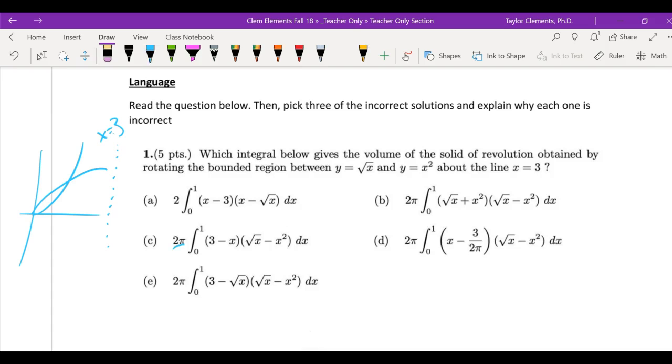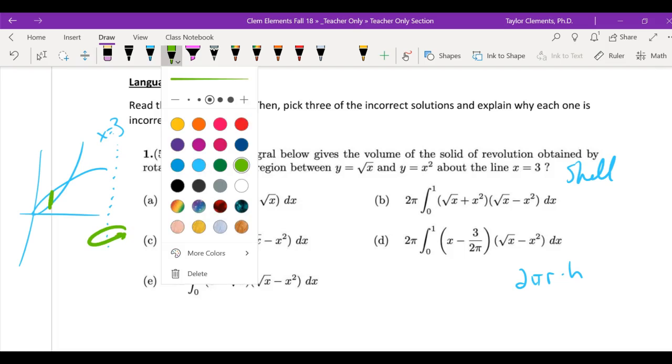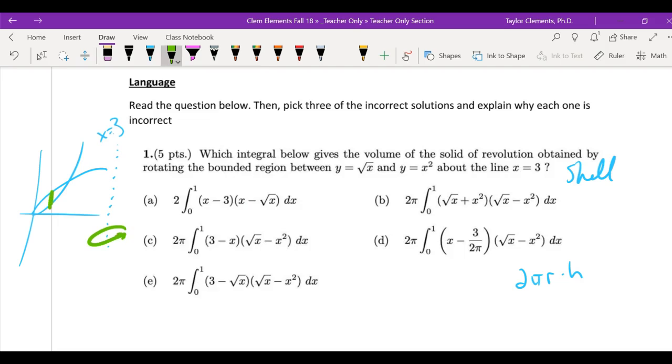So that tells us that it's going to be a shell. They're using shell here. So that's 2 pi r times the h. And they're all dx, all vertical slices, all rotating around this line right here. So let's break it down a little bit. The correct answer would be, so you want to look at the r value.